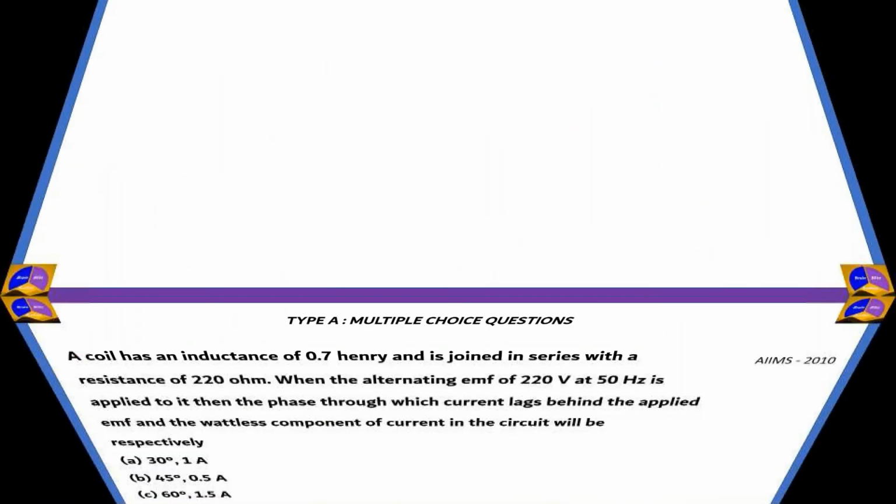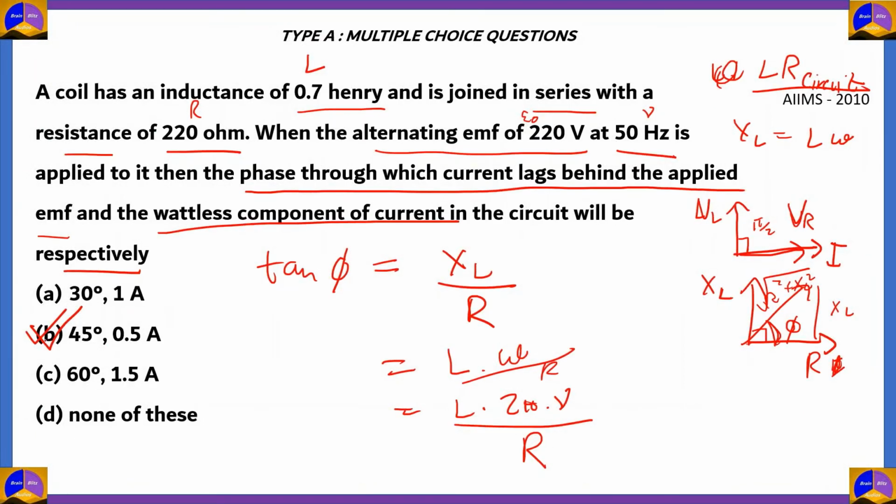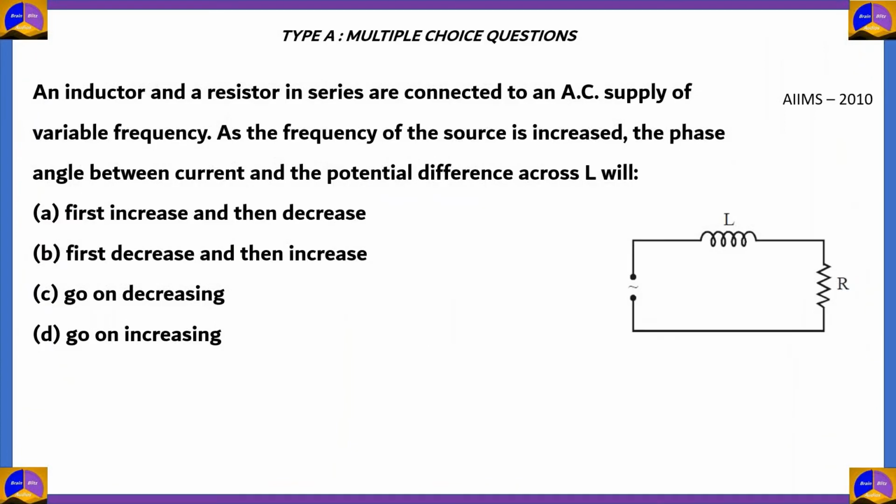If we go back to our option B that we marked as the correct one, the value for the wattless current is 0.5, and the value for the phase difference is pi by 4, which is 45 degrees. So by calculating both the phase difference and the wattless component, we have succeeded in showing that option B is the right option, and we did that using calculations. Now let's look at the next question.